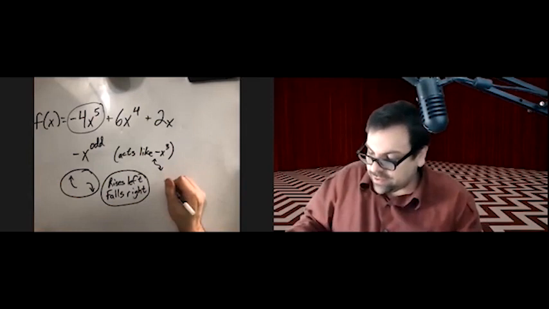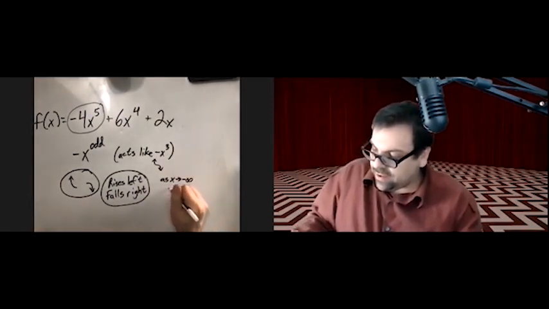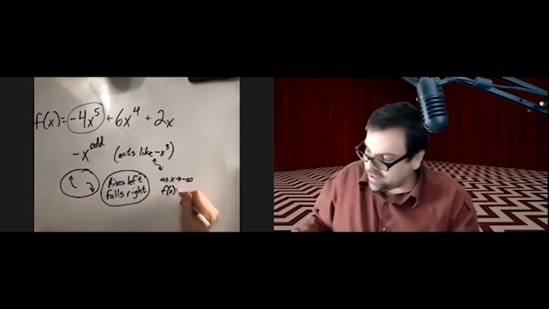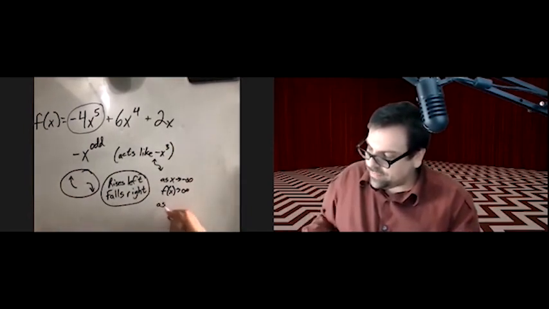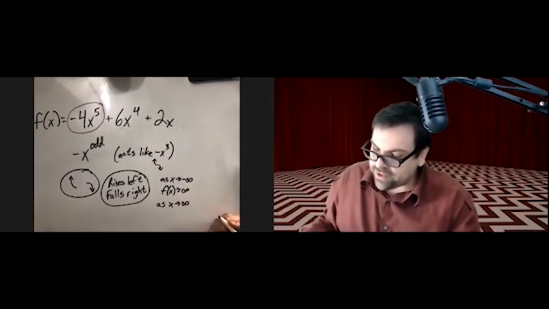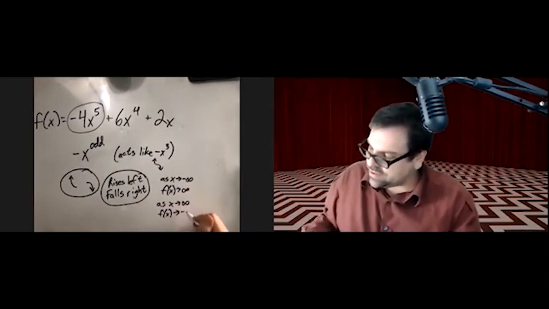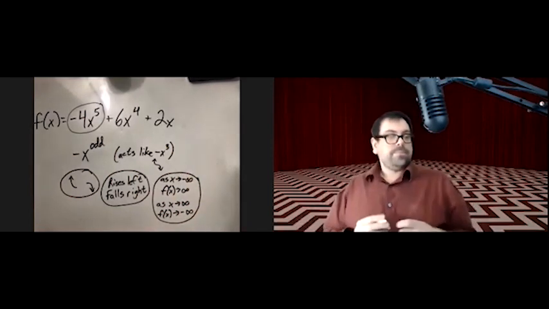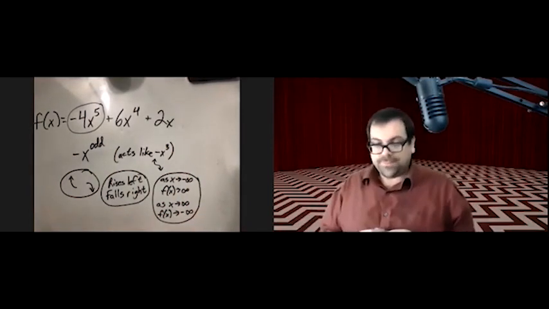Or, to the left as x approaches negative infinity, f of x rises. F of x goes to positive infinity. As x goes to the right, as x approaches positive infinity, we fall. F of x approaches negative infinity. 3 ways of putting the same answer.